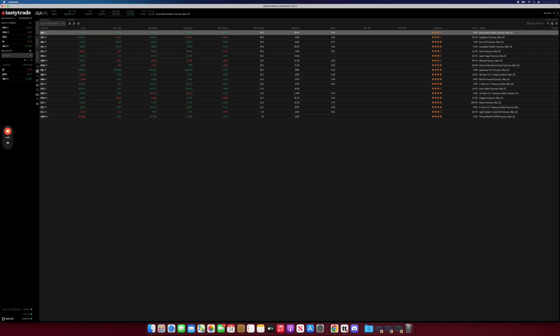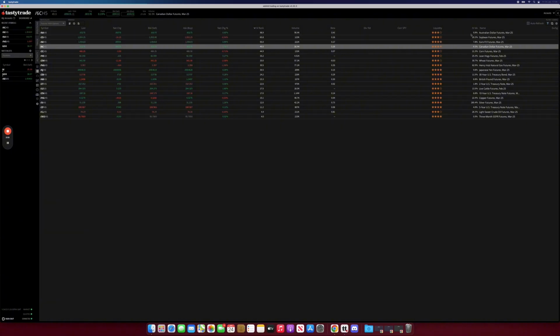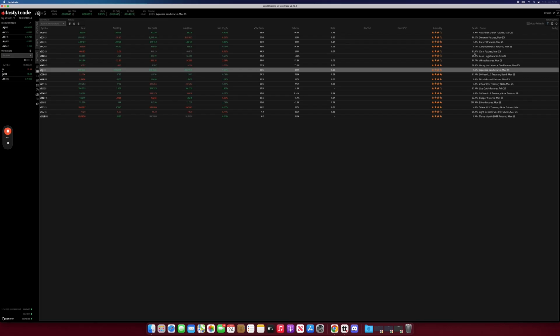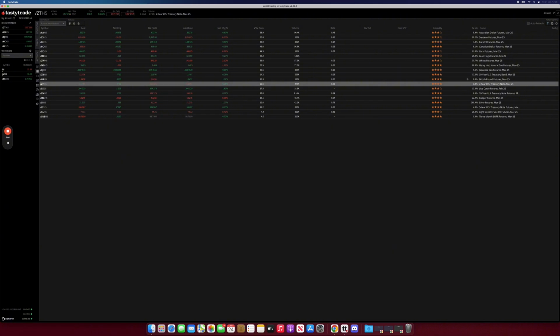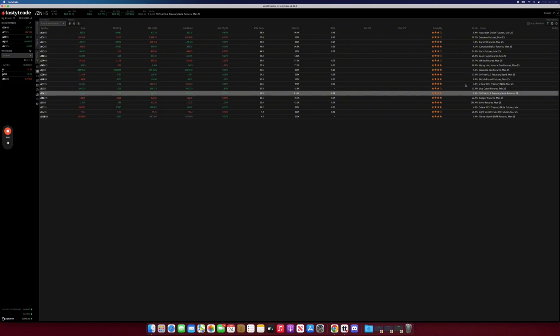So for example, the Aussie dollar futures, the euro futures, Canadian dollar futures, and so on and so forth. The Japanese yen, you'll notice that the implied volatility is quite low on these things. You've also got treasury bonds: 30-year bonds, 2-year bonds, 10-year bonds, etc. The implied volatility on these things is typically lower than some of the other futures that you can trade. So if you have a larger account, by all means just trade whatever you like. But if you have a smaller account, maybe stick to currency futures.